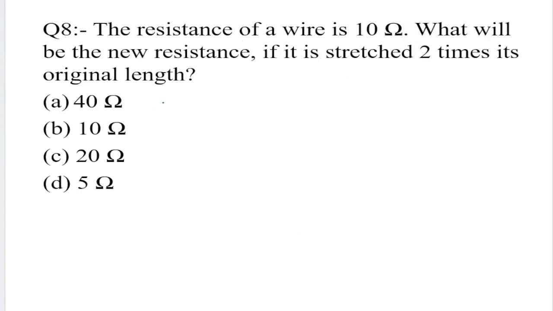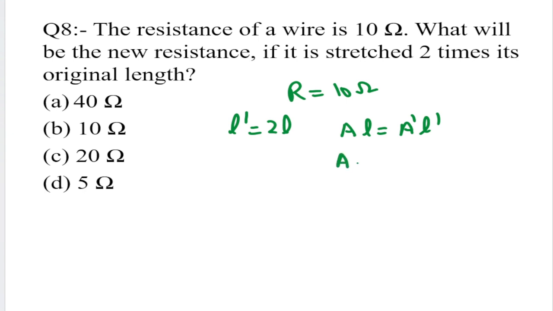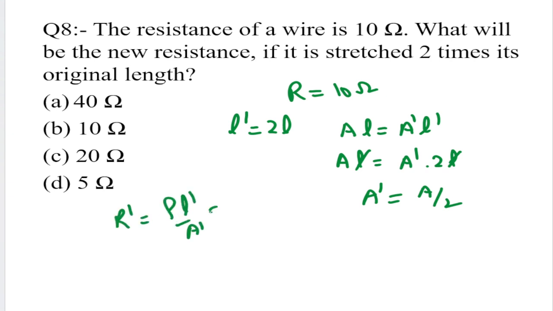Now question number 8. The resistance of a wire R equal to 10 ohm. What will be the new resistance if it is stretched 2 times its original length? Length equal to 2L. Volume of the wire remains the same, AL equal to A dash into L dash. So AL equal to A dash, 2L. So A dash, L cancel out. So area becomes half.